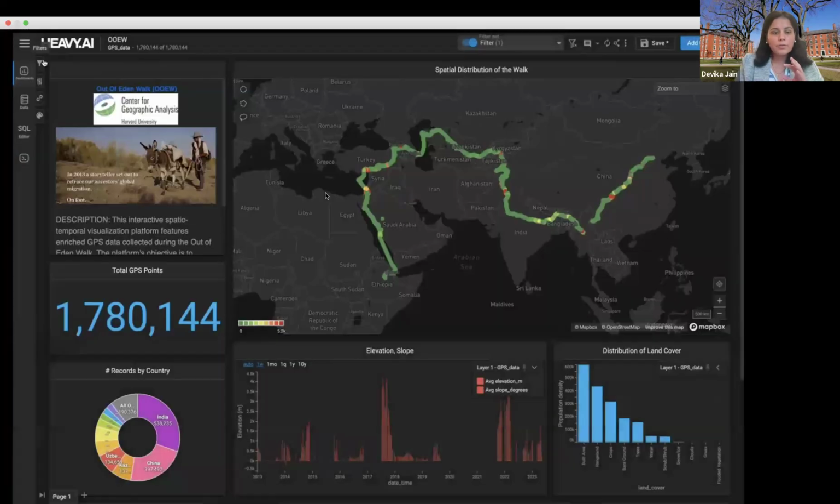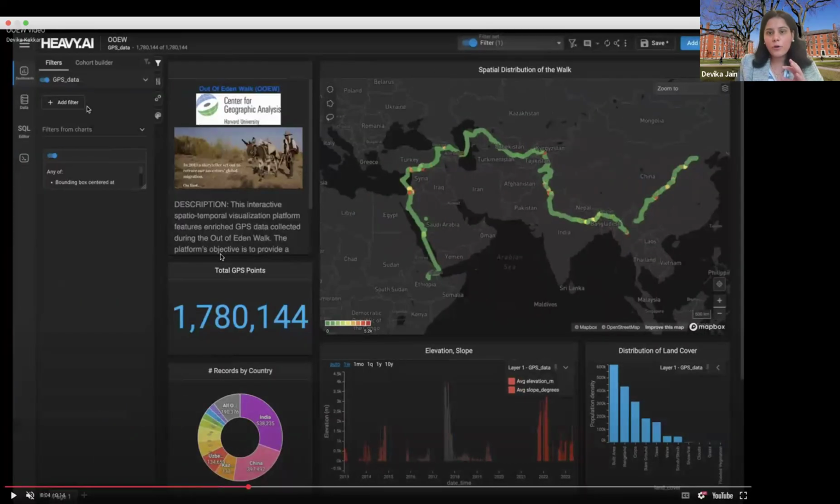If you see here, this is the route of Paul's walk across the globe. This tool also allows you to do statistics, so a lot of data science can already be done. What are the records by country? What is the elevation at different points? What is the distribution of land cover where Paul is walking?